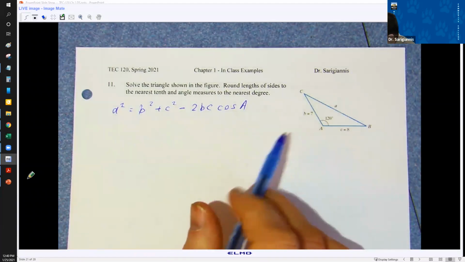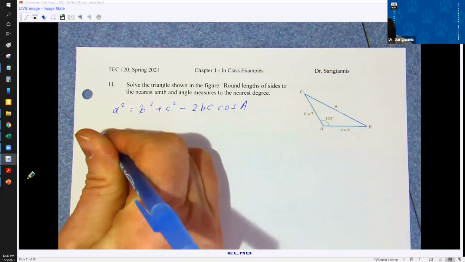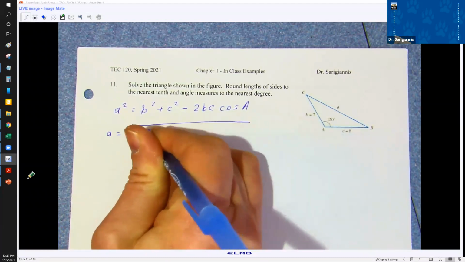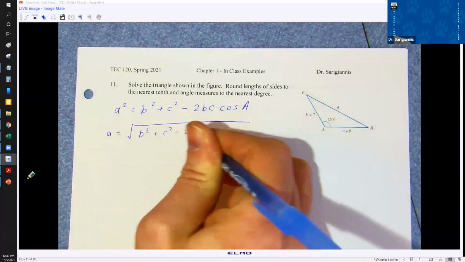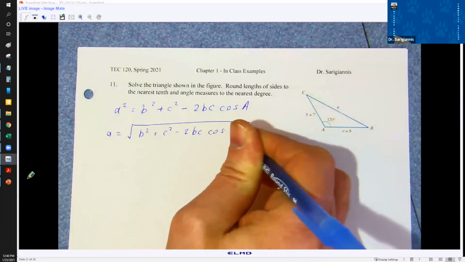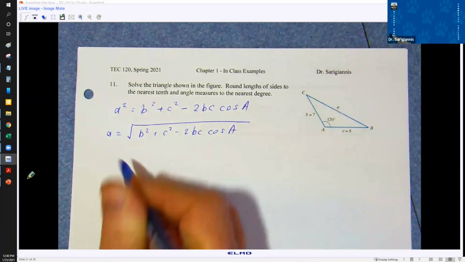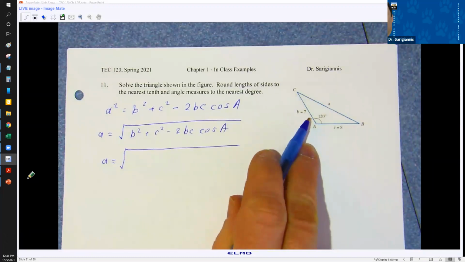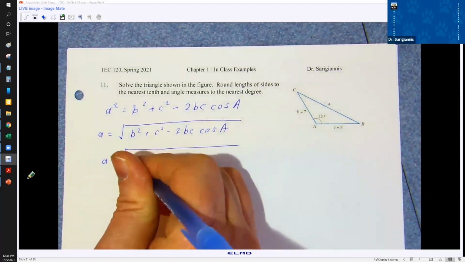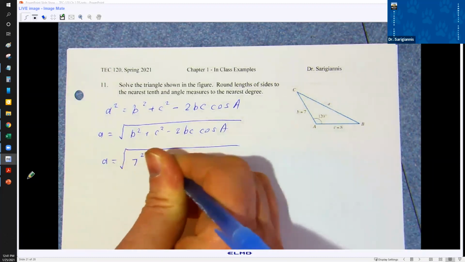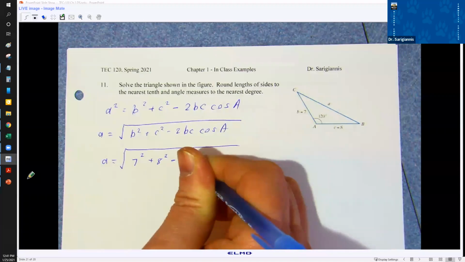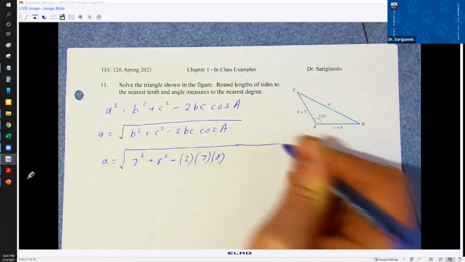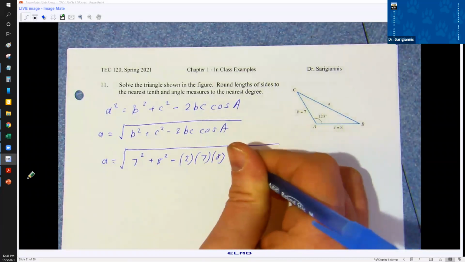This is all set up for me. So I'm going to write this under the square root. A equals the square root of all this stuff, right? B squared plus C squared minus 2BC cosine A. I'm going to put in some numbers now. So I've got A equals the square root of, we've got B is 7, C is 8. So I'm going to have 7 squared plus 8 squared minus 2 times 7 times 8 cosine of 120.